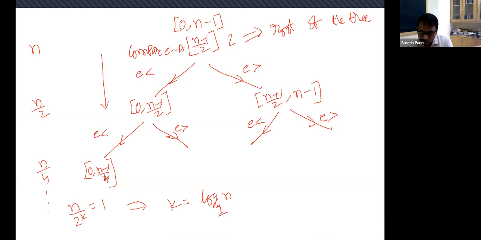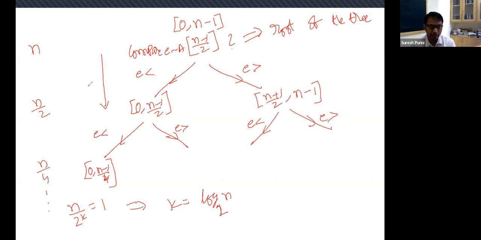So how many nodes will be there? This is each one of these. No, how many comparisons will be there in the particular path? Log n to base 2. Yes. The depth of the tree, and the depth of the tree is log n to the base 2. Log n is simple.